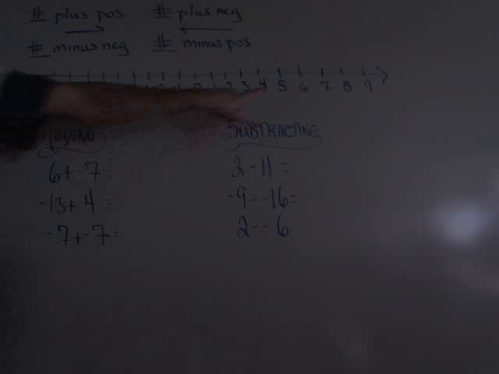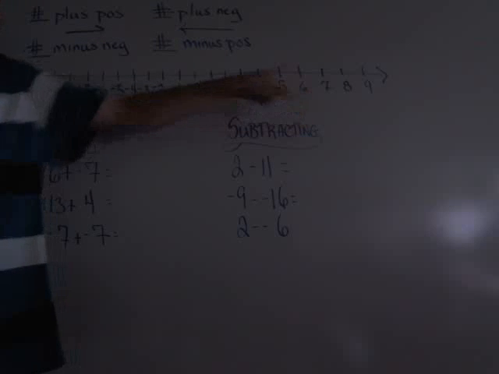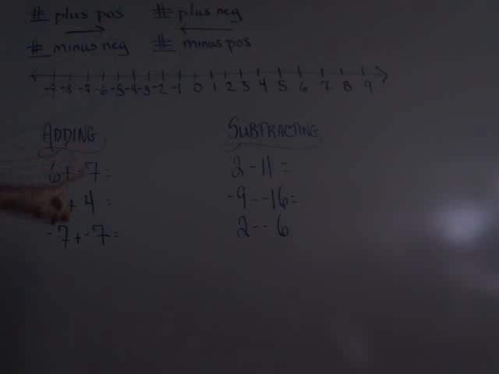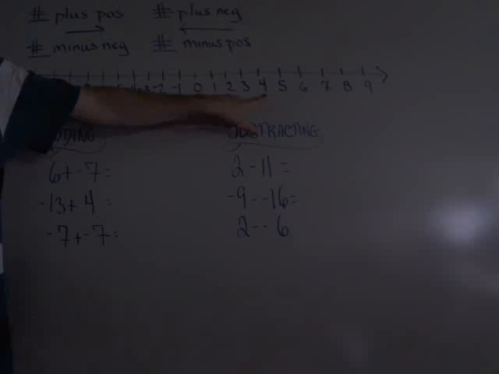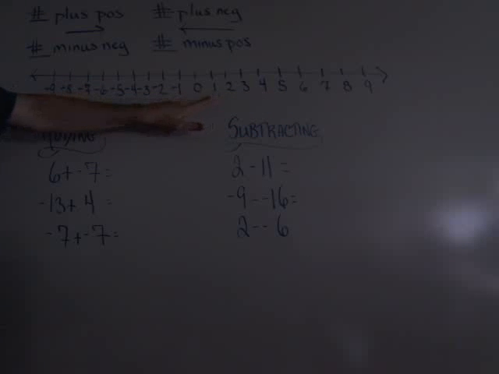So I'm going to start at 6, and then because I have to move to the left, I'm going to move 7 to the left, since this second number here is a 7. So when I count off and move 7 jumps to the left, 3, 4, 5, 6, 7, I end up at negative 1, which indeed means 6 plus negative 7 has to be negative 1.